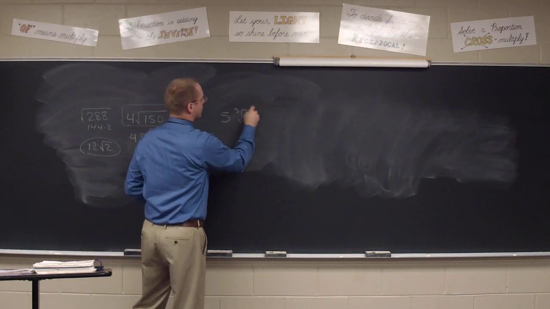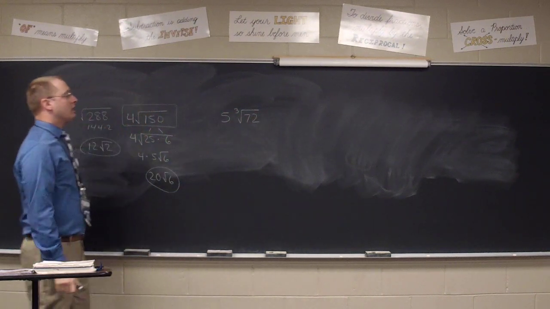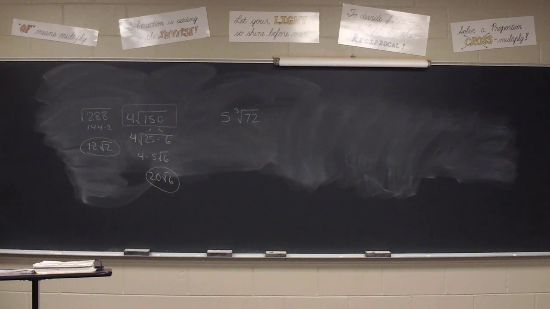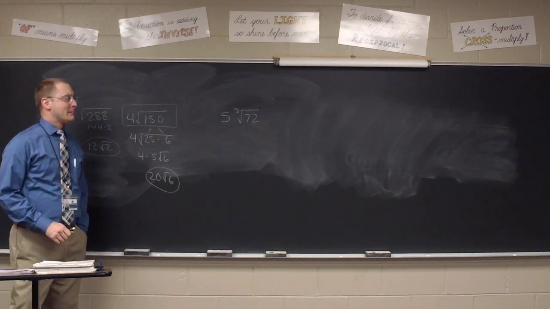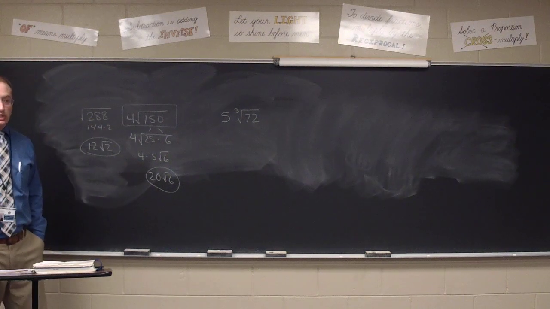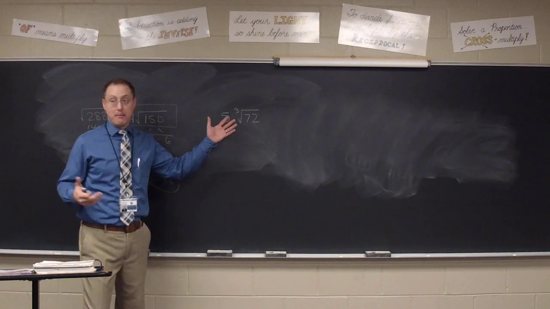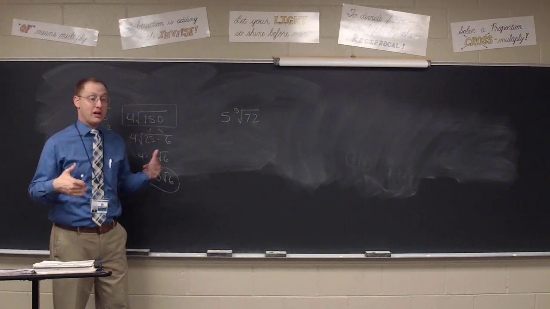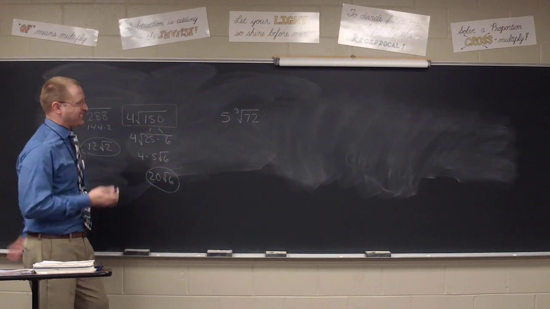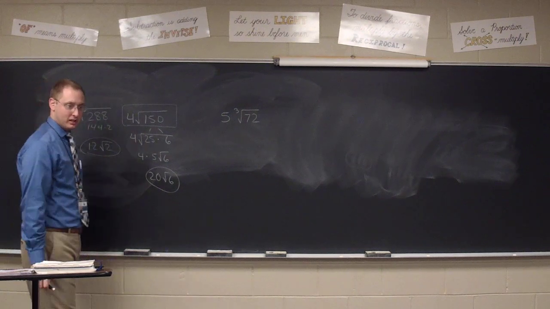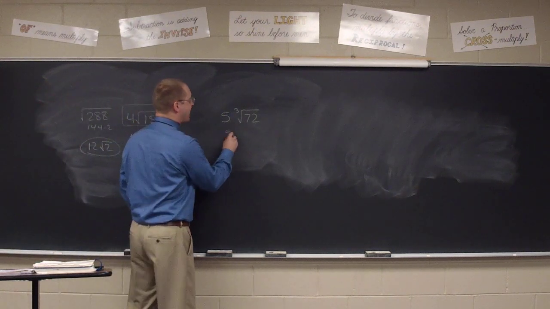5 times the cube root of 72. Now, with square roots, I like to try cutting it in half and thirds and things like that. Cube roots, there aren't that many cubes. So I usually just try the cubes. What cube do we know has got to work in 72, Aubrey? 8. We know the 8 has got to work.